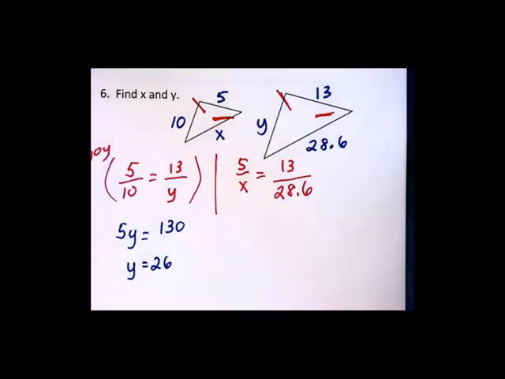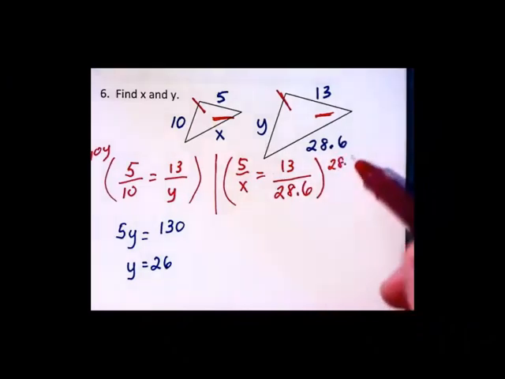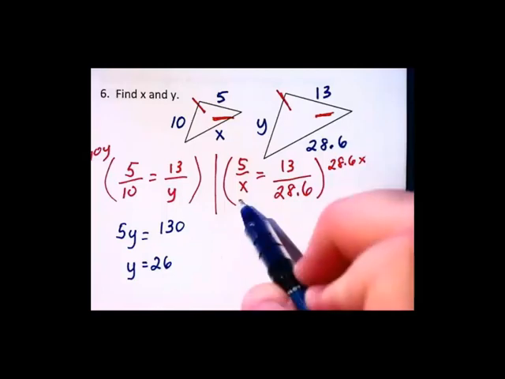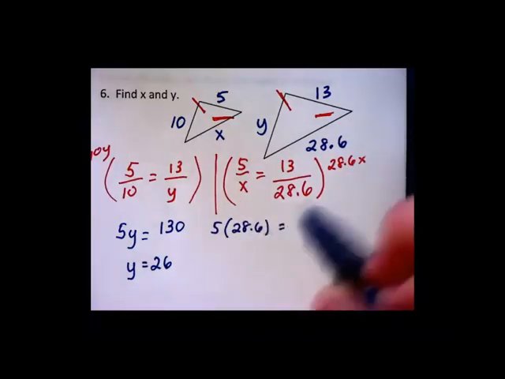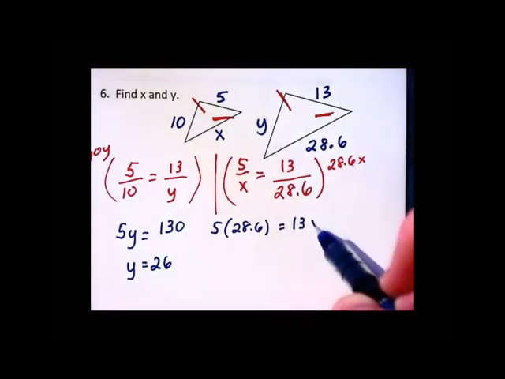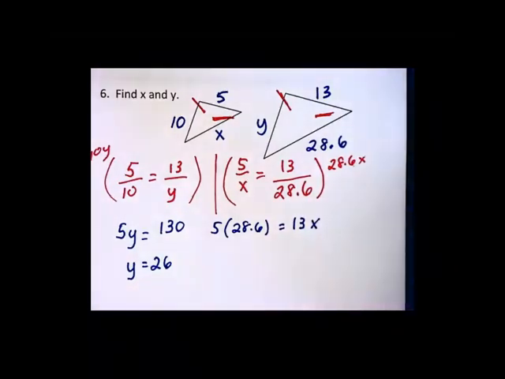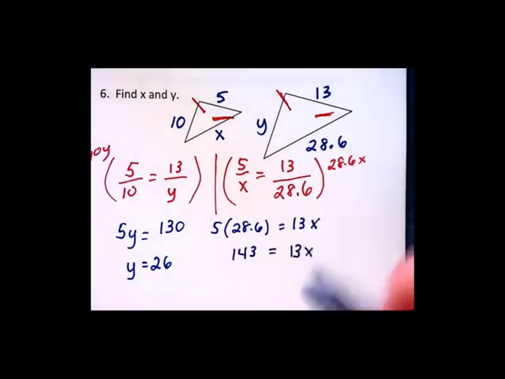Now, again, on this next one, we're going to want to multiply through by the least common denominator, which is 28.6 times x. On the left side, we're going to have x's canceling, so 5 times 28.6 equals 13 times, and the 28.6's will cancel, leaving just the x. When we multiply these values on the left, we're going to get 143 equals 13x, and dividing each side by 13 gives us x equals 11.